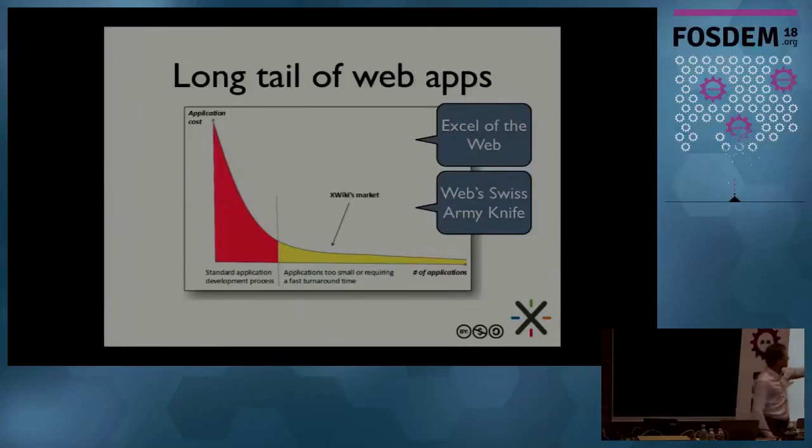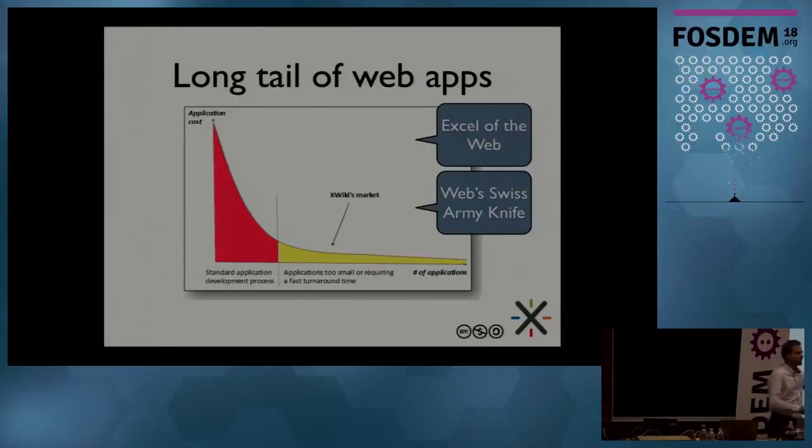But if you compute the surface of the yellow part or the red part, the yellow part is actually quite large and can be larger than the red one. So for applications, it's a bit the same. We have traditional ways of developing software, and that's the red part. So you're developing a few applications globally because it costs a lot. You need to gather a team of developers, and it takes time to do so. That's why the application cost can be quite high.